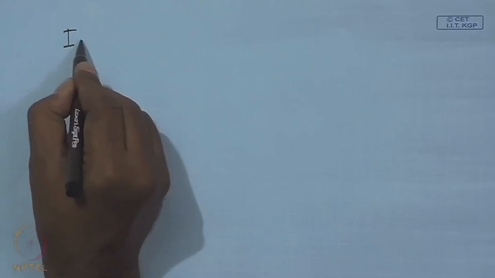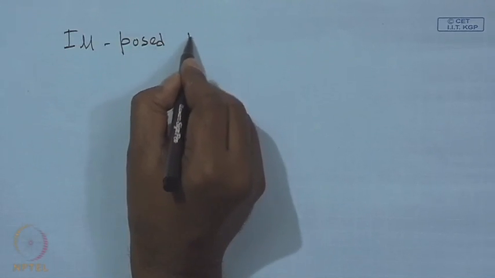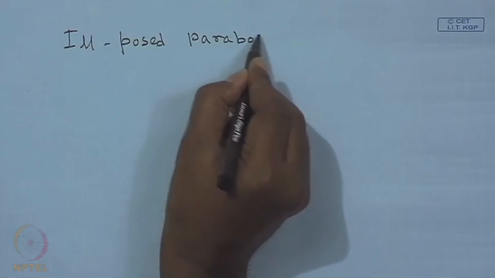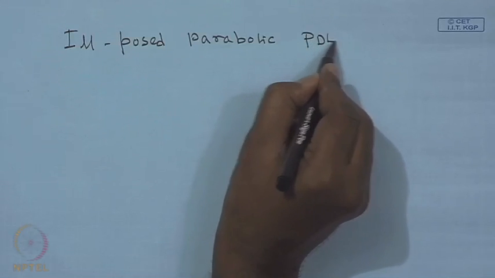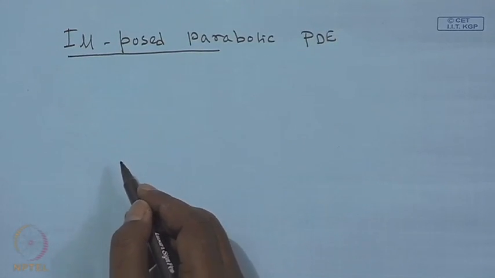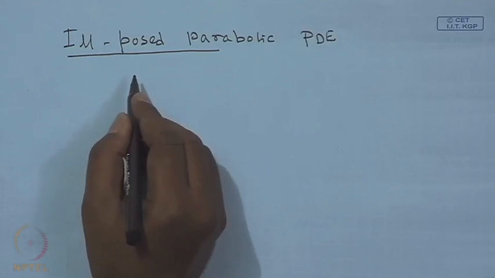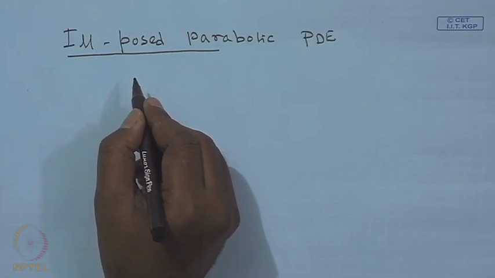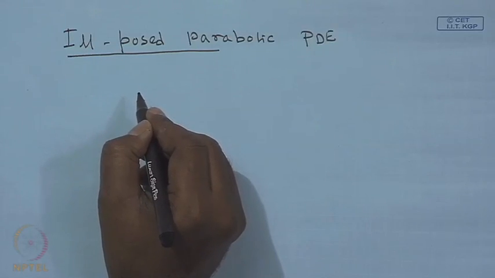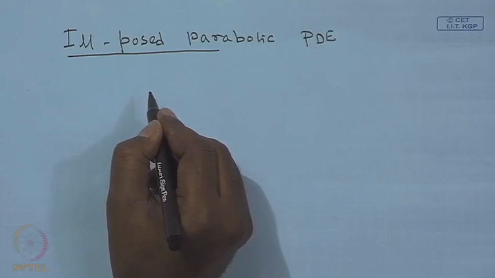Next, we will be looking into the ill-posed parabolic PDE, and that becomes very important when you will be looking into the solution of an actual problem. So, the ill-posed problem will be something like this. Let us look into the Dirichlet boundary condition. One of the boundary conditions is non-homogeneous and the initial condition is homogeneous.